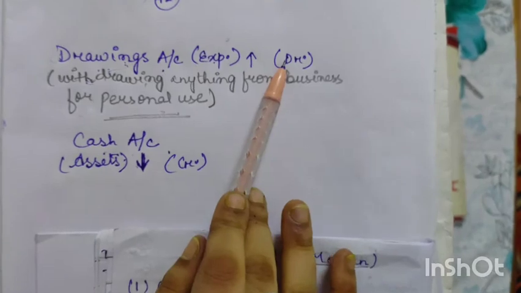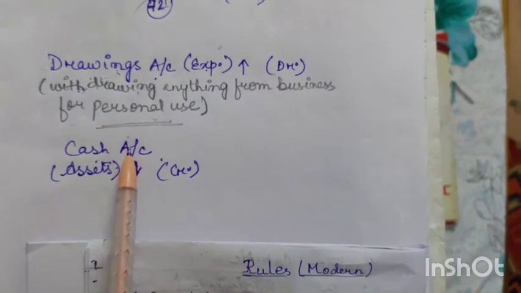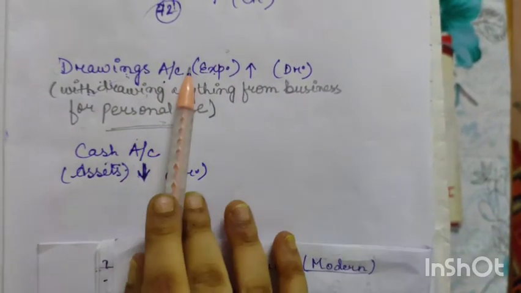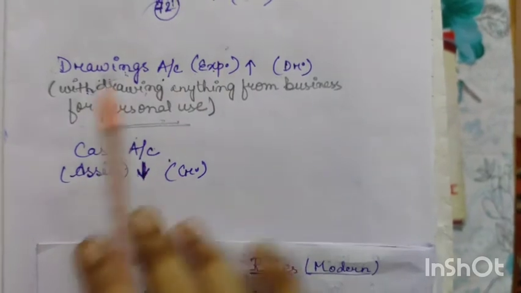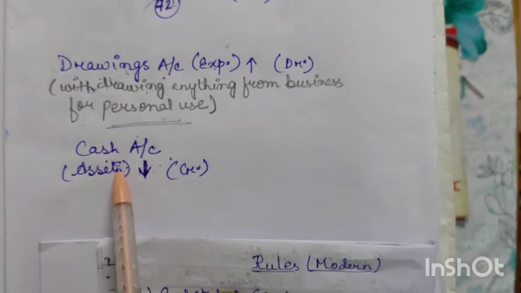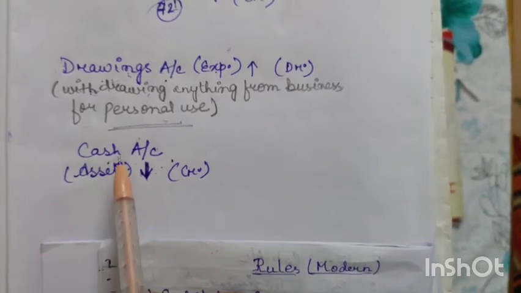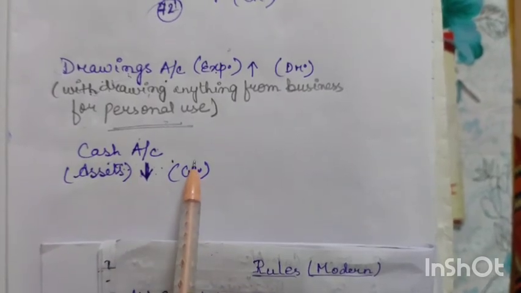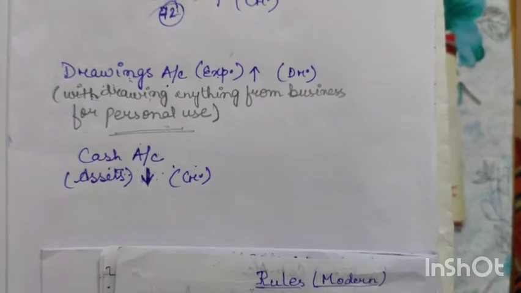Drawings is an expense, so it will be debited. And another account which we need to open is cash, since we have withdrawn cash, and as we are taking out the cash, obviously our cash will decrease, and cash falls under the category of asset, and if an asset decreases, then it is credit. So we come to the journal entry.